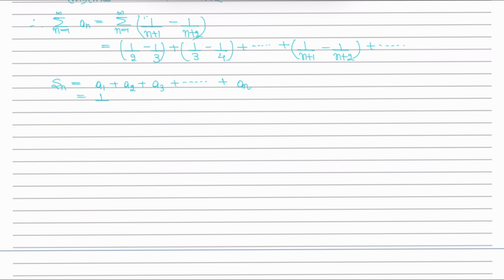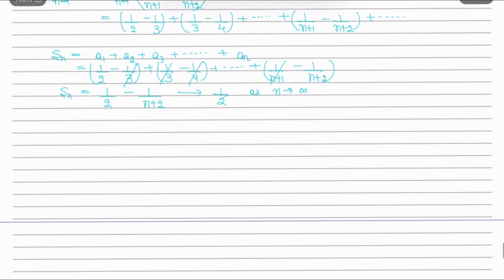Sn is equal to 1 by 2 minus 1 by 3 plus 1 by 3 minus 1 by 4 plus so on to 1 upon n plus 1 minus 1 upon n plus 2. See, these terms are cancelling out. So, we are left with 1 by 2 minus 1 upon n plus 2. This is the value of Sn, and this converges to half as n tends to infinity.